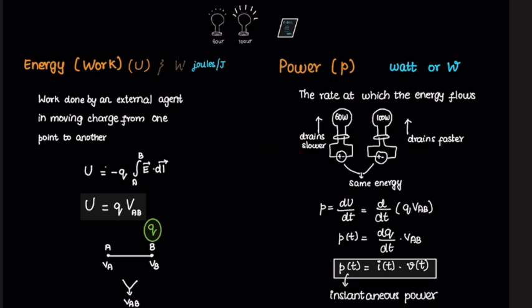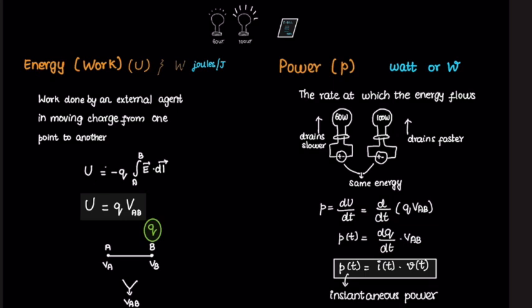We have already termed energy as Q into VAB, which is Q into V in general. So my power is equal to d by dt of Q VAB, which is V times dq by dt, and dq by dt is simply the rate of flow of charge, which is nothing but my current.